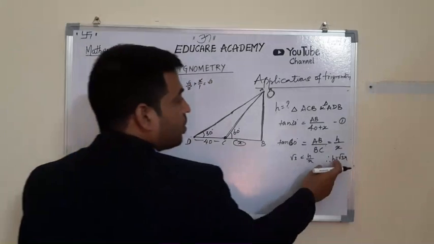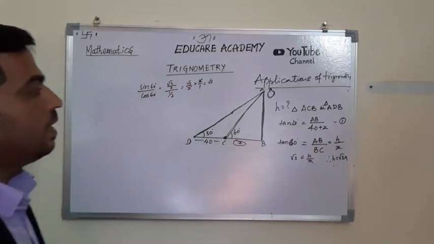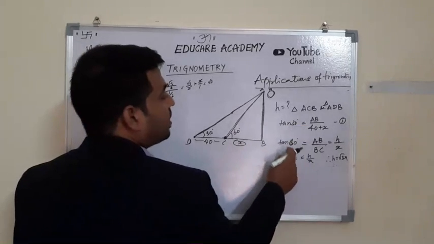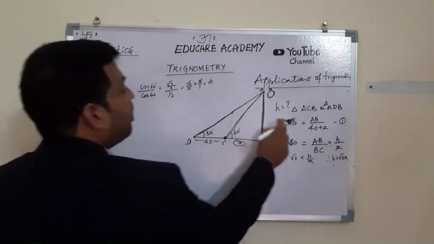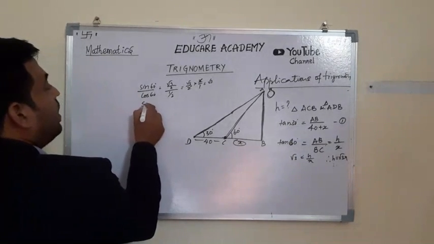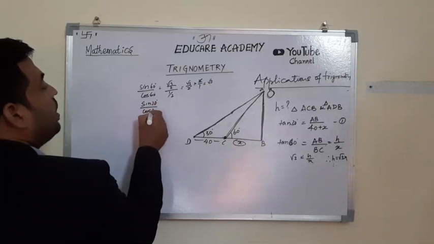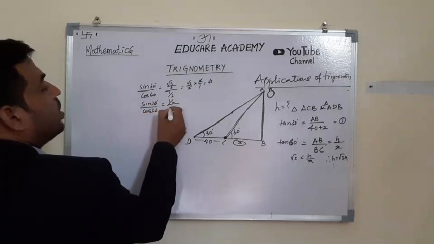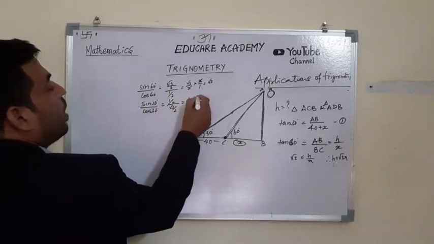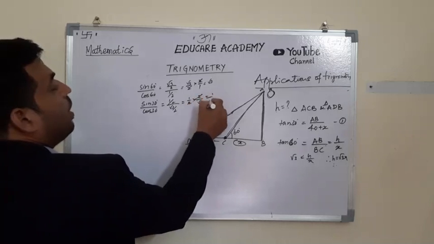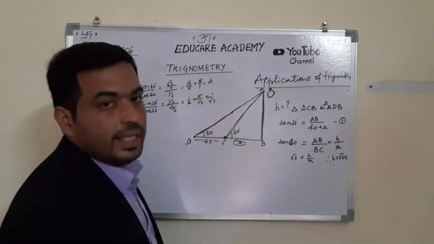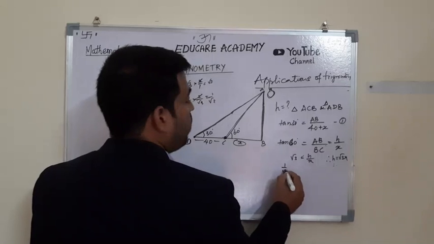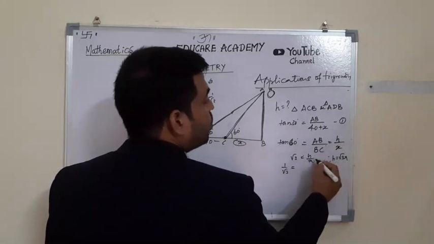So the value of H, you can put it over here. You will get the value of X also. So tan 30 value: if tan 60 is root 3, tan 30 will be sin 30 divided by cos 30, which is half divided by root 3 by 2. So 1 by 2 multiplied by 2 by root 3 is equal to 1 by root 3. So you can see that tan 60 and tan 30 are reciprocals. So 1 by root 3 is equal to AB by DB, this is equation 2.